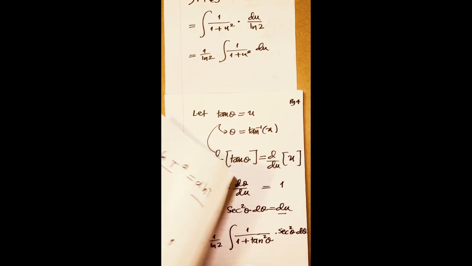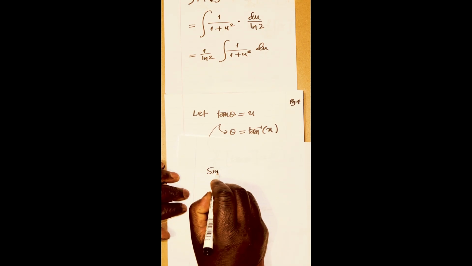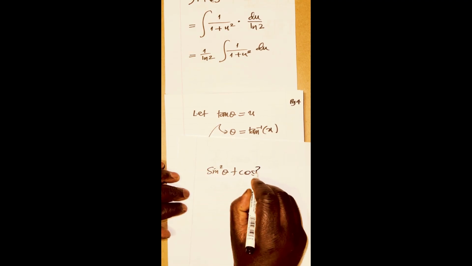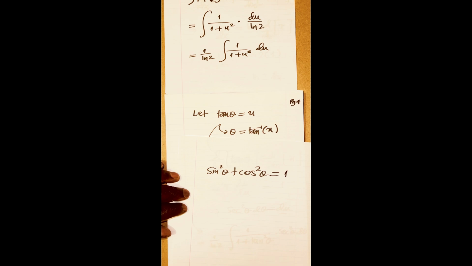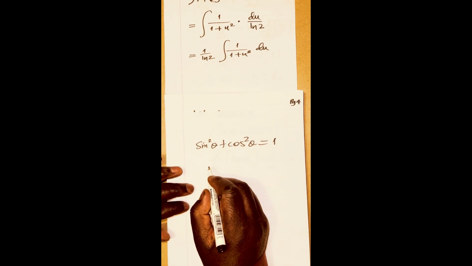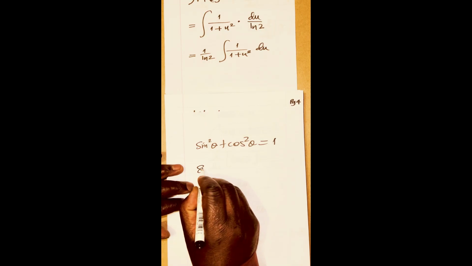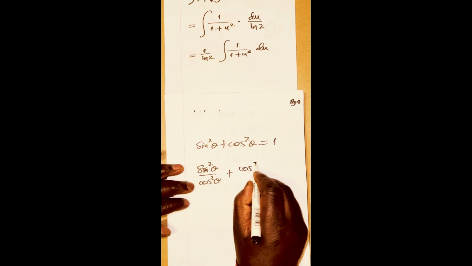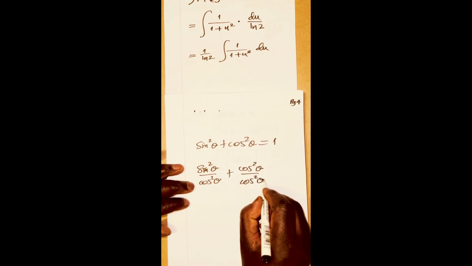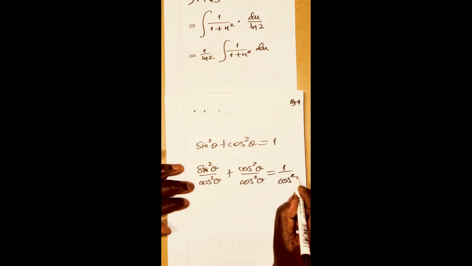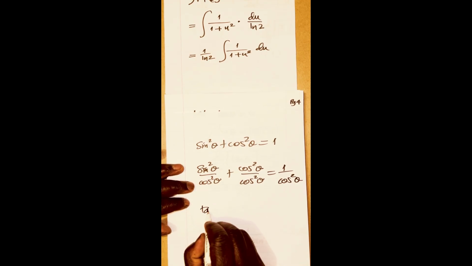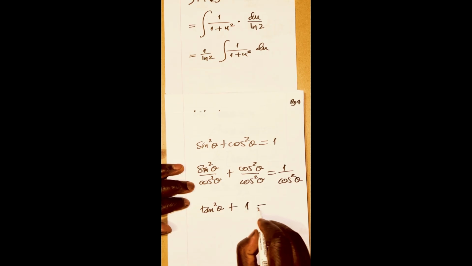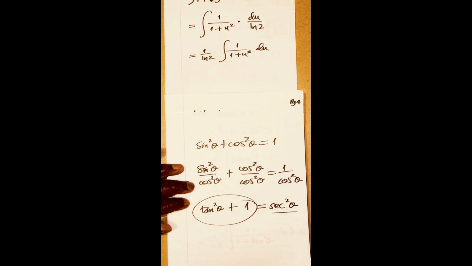Now again, using a trig identity, a special trig identity is this one here: sine squared of theta plus cos squared of theta equals 1. Divide throughout by cos squared of theta, assuming cos squared of theta is not equal to 0. We have sine squared of theta over cos squared of theta plus cos squared of theta over cos squared of theta equals 1 over cos squared of theta. You'll agree with me, this is just tan squared of theta plus 1 equals sec squared of theta. So where I say this, I must put sec squared of theta.